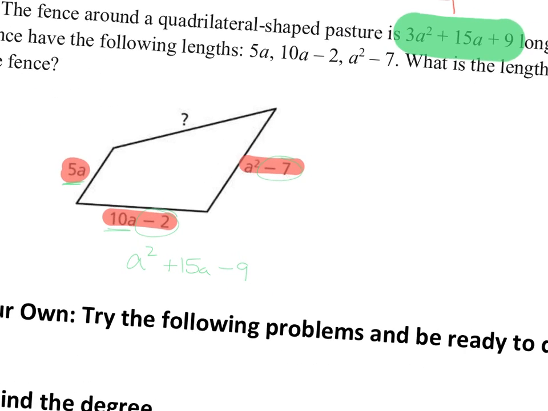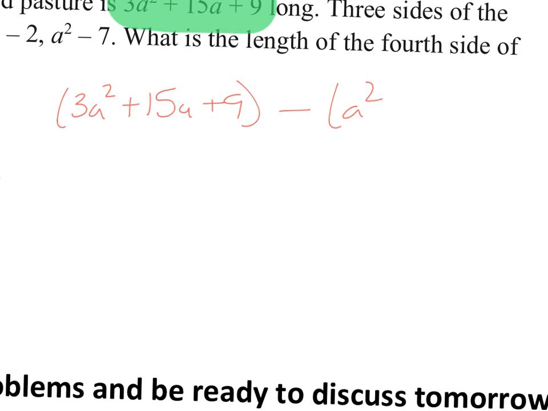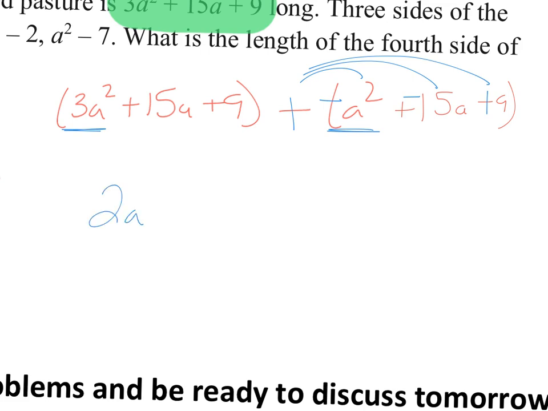Now, to get to the 4th side, I'm going to take my perimeter, right, the total that I have. So 3a squared plus 15a plus 9. And I'm going to subtract off my 3 sides. A squared plus 15a minus 9. Okay, so now again, it's a negative, so remember that negative has got to go through to all 3 parts, or make it addition, change your signs, and now combine like terms. So 3a squared minus a squared, so 3 minus 1 is 2a squared. Okay, 15a minus 15a just cancel out, and then 9 plus 9 is 18.